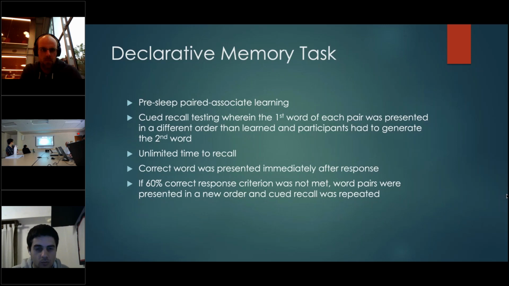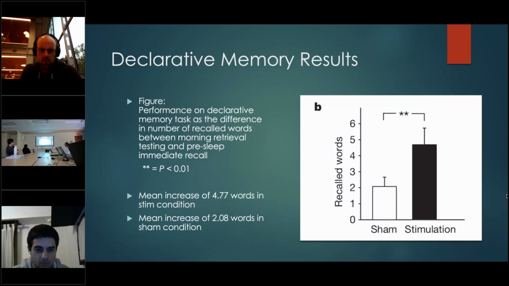So here are the results of the study for the declarative memory. This is the difference in number of recalled words between what they recalled before they went to sleep and what they recalled after sleep. After sleep, they weren't given the list to study again, they were just tested. The increase was almost 5 words in the stimulation condition, and in both conditions their declarative memory improved. That means they actually remembered more words after sleeping than they did originally when they were tested, which is pretty remarkable. But the stimulation did significantly increase their memory.